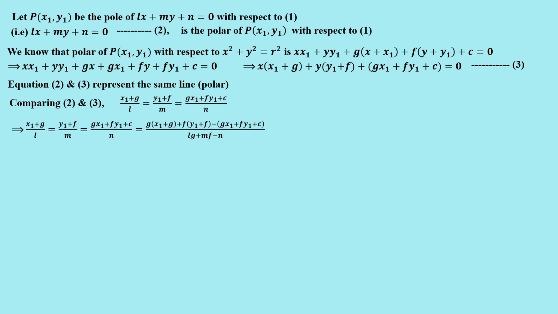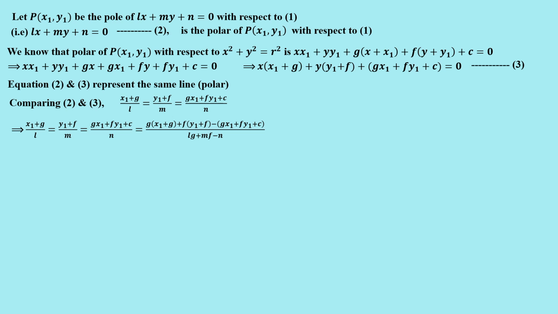Now that is (x1 plus g) by L, which is equal to (y1 plus f) by m, which is equal to (gx1 plus fy1 plus c) by n, which is equal to (gx1 plus g square plus fy1 plus f square minus gx1 minus fy1 minus c) divided by (Lg plus Mf minus N). So we are using the property of ratio.